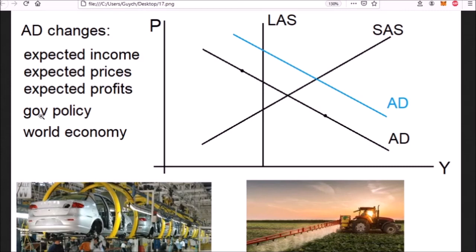Government policies such as monetary and fiscal policies: if the government prints more money, that allows the government to afford more goods and services, pushing the demand curve to the right, or simply increasing the government expenditure directly shifts the aggregate demand curve to the right. And lastly, world economy. If the neighboring countries experience huge economic growth, they might buy more of our country's products, increasing net exports and shifting the aggregate demand curve to the right.